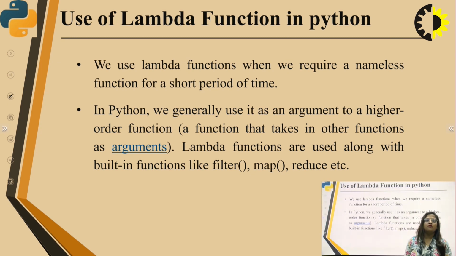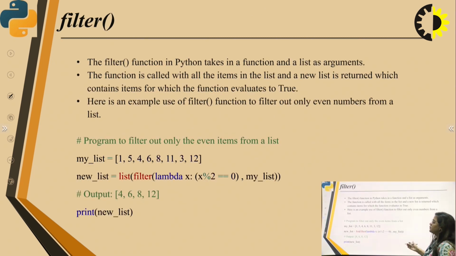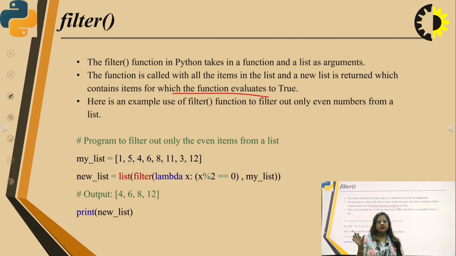A lambda function is used along with built-in functions. Here some other functions are used: filter, map and reduce. These are the other parts of lambda functions. First is filter. The filter function in Python takes in a function and a list as arguments. The function is called with all the items in the list, and a new list is returned containing the items for which the function evaluates to true. Here a list is given in your program, and the filter function outputs the data from that list for which the condition is true.